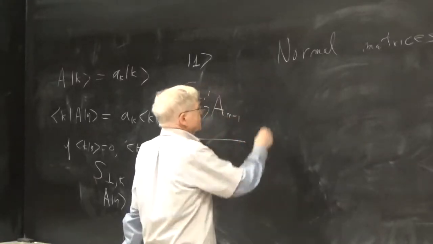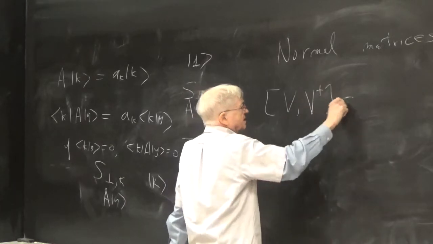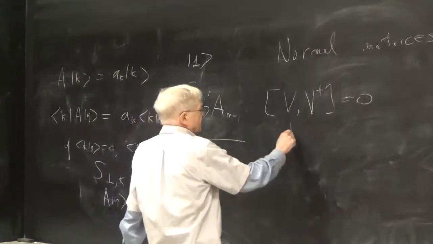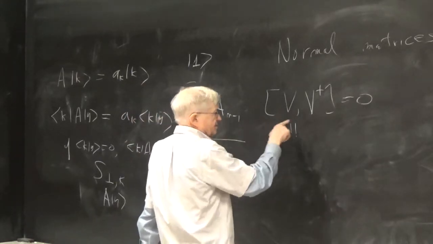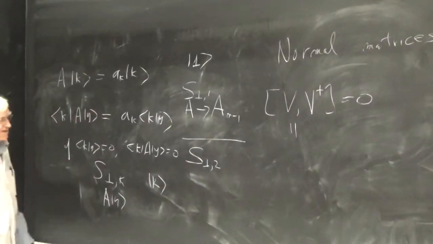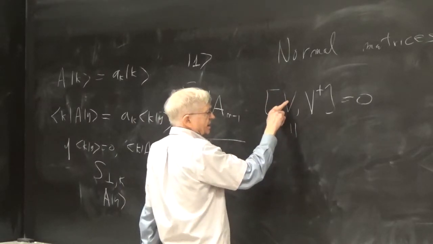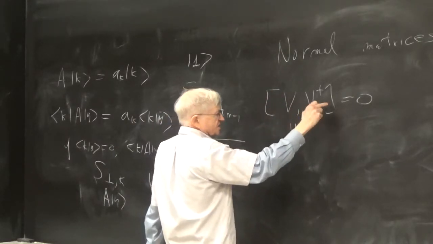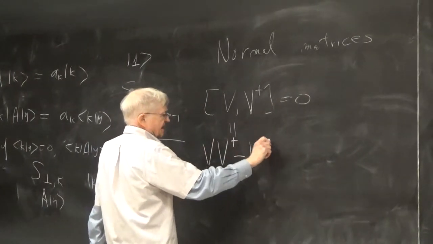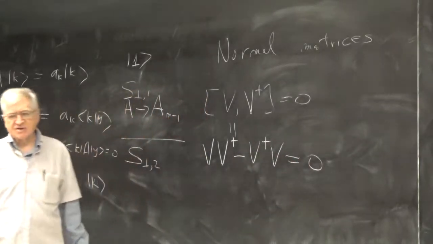Anyway, the next topic is normal matrices. And a normal matrix has a very simple definition. It's a matrix that commutes with its adjoint. And by commute, this notation was introduced in quantum mechanics back in the 1920s. The square bracket, matrix, comma, another matrix, square bracket, this always means V V dagger minus V dagger V. And if that's 0, then the matrix is said to be normal.